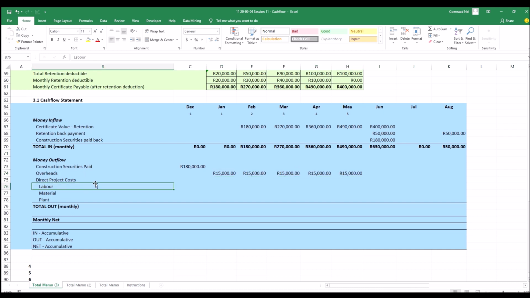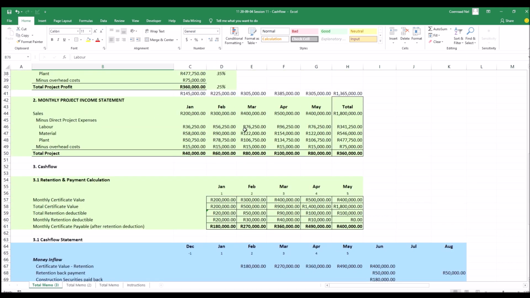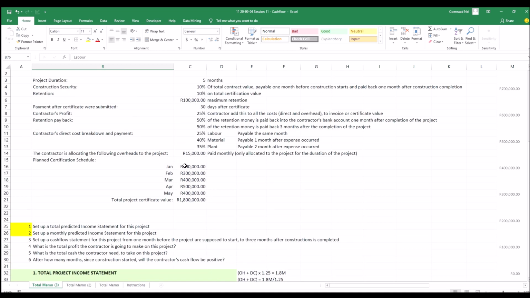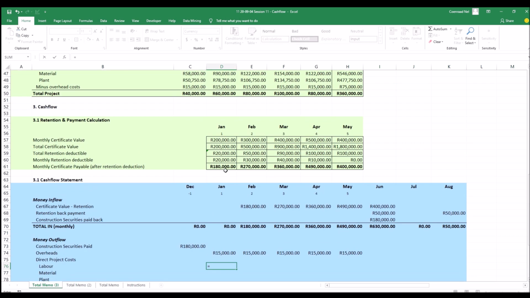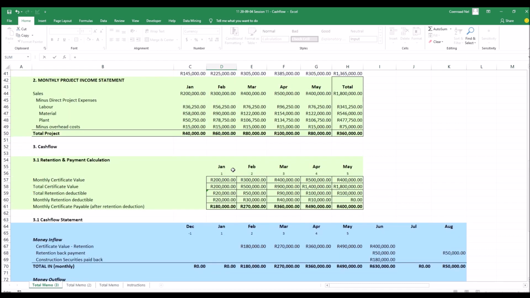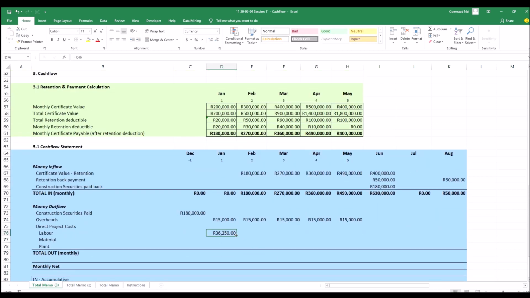Good. The direct project overhead or project costs. First, we want to know our labor. We know how much the labor was, no? Because that's what we worked out here in our income statement. But we need to go back over here to see when we are paying those. So the labor we pay straight away. So the labor is in the same month as we have the expense. So again, first payment would start on the month that we have the expense, and labor was that 36,000 which we worked out in the income statement. Okay, so we can drag that up.